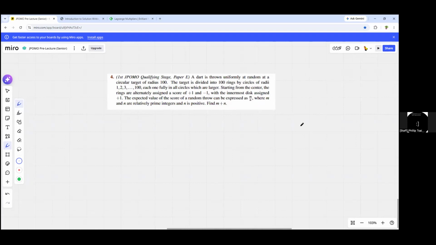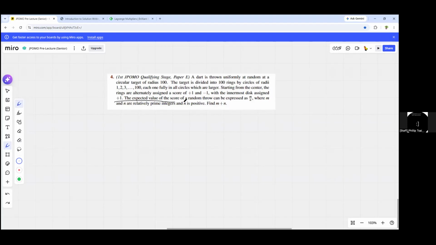A dart is thrown uniformly at random at a circular target of radius 100. The target is divided into 100 rings by circles of radii 1, 2, 3, 4, 5, 6, up to 100, each one fully inside all circles which are larger. Starting from the center, the rings are alternately assigned a score of positive 1 and negative 1, with the innermost disk assigned positive 1.